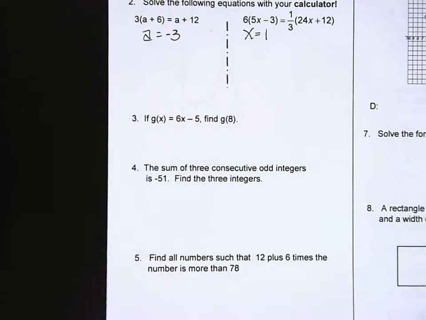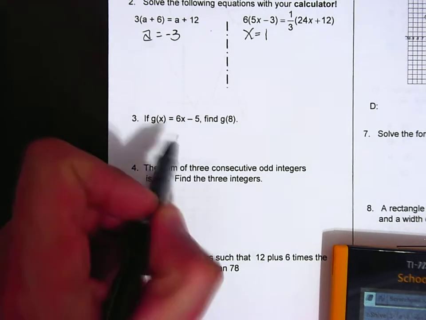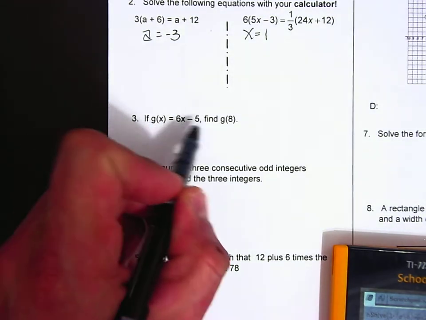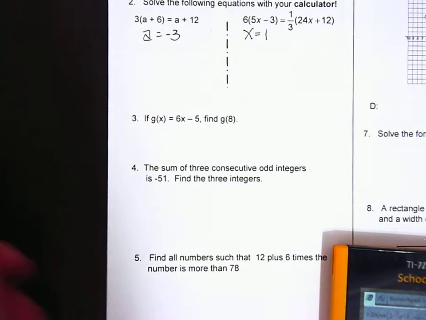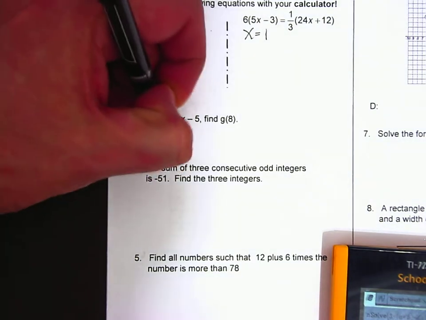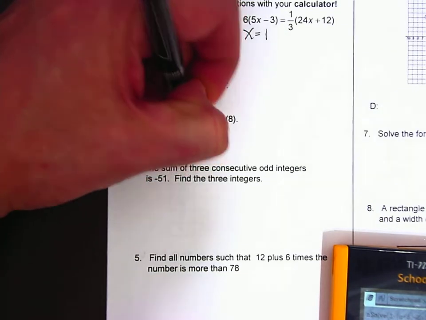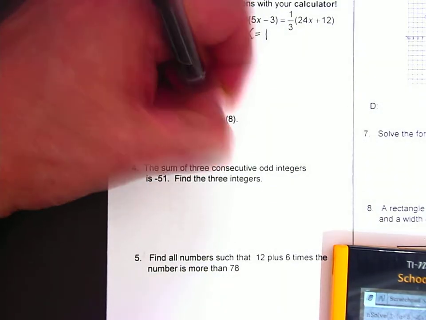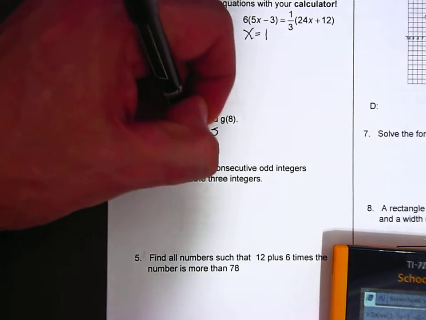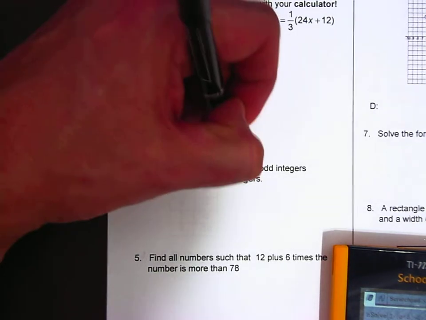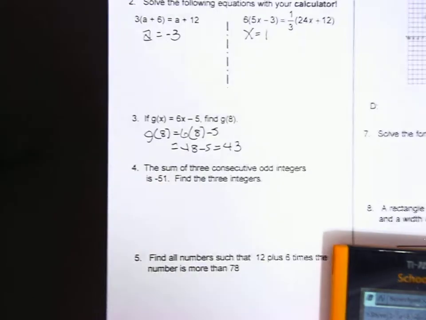For problem number 3, they want us to find g of x when x is 8. So we'll just substitute 8 into this equation. 6 times 8 minus 5. I know 8 times 6 is 48. Minus 5 gives me 43, which I could have also calculated.